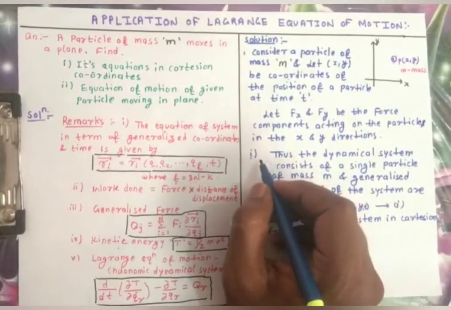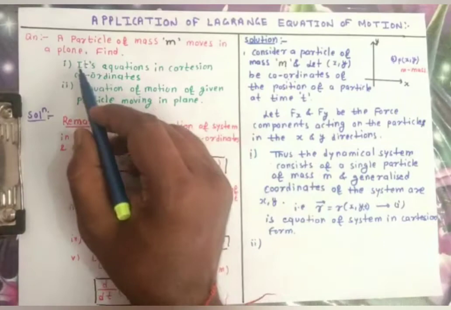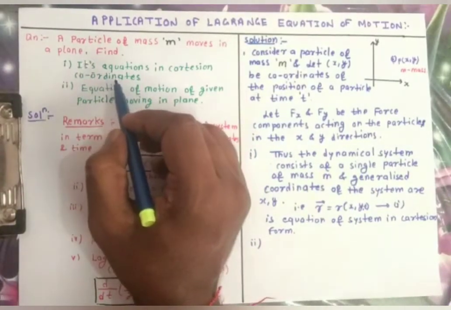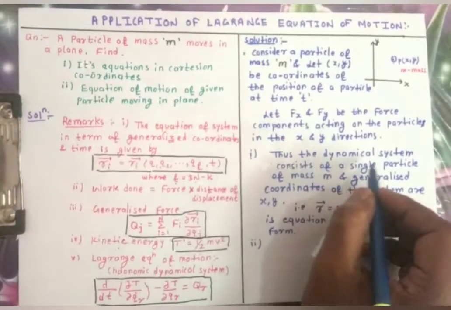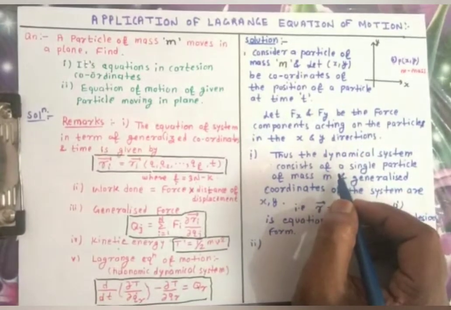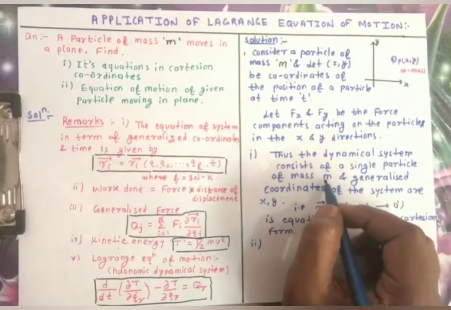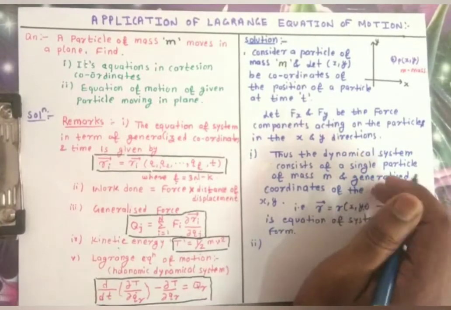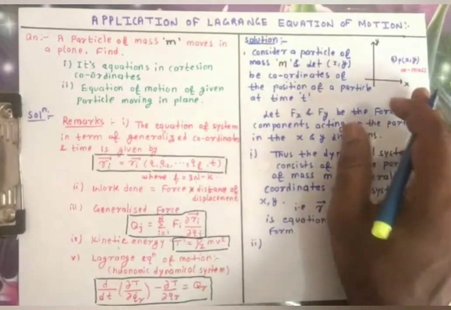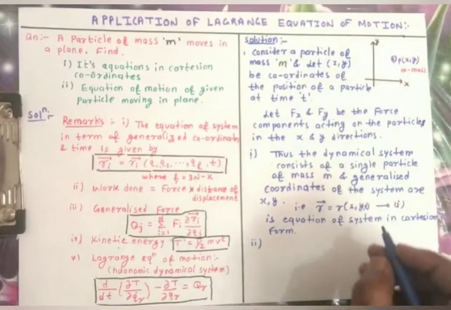First we have to find its equation in Cartesian coordinate. Thus the dynamical system consists of a single particle of mass m, and what will the generalized coordinates be?